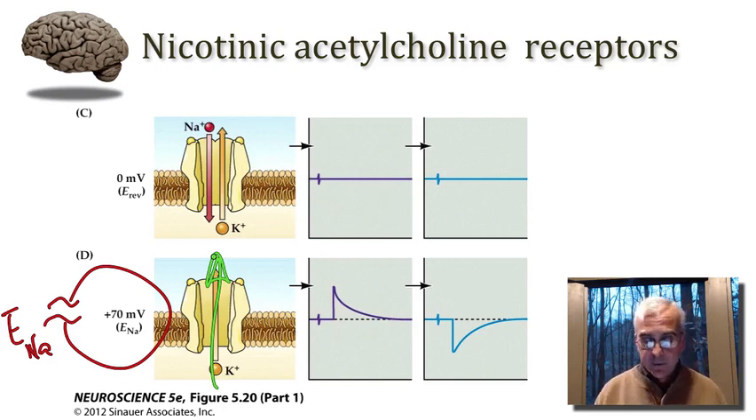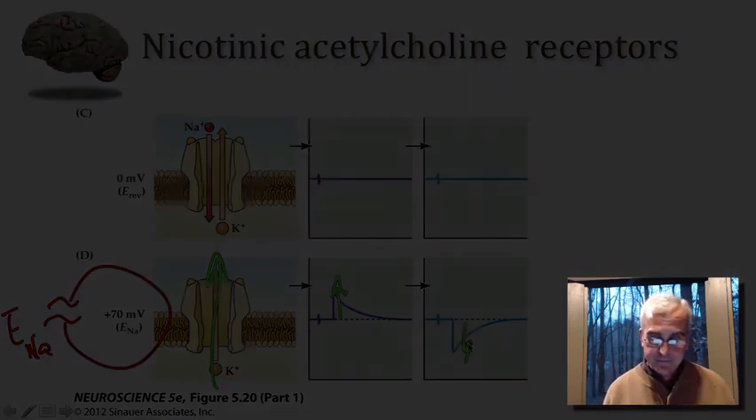So, as a consequence, what we can record then is an outward current, and that efflux of positive charge leads to a hyperpolarizing end plate potential.